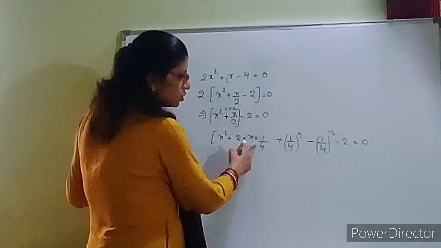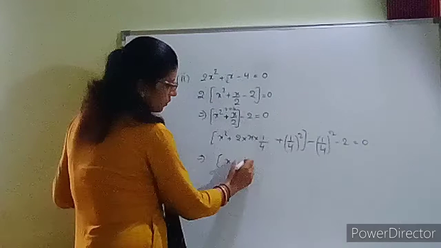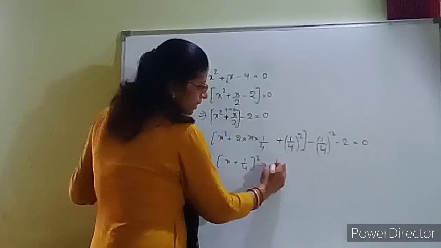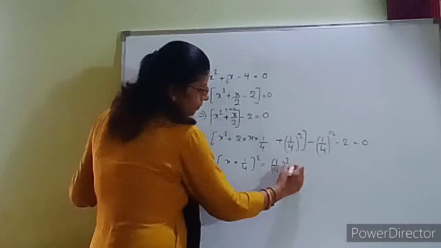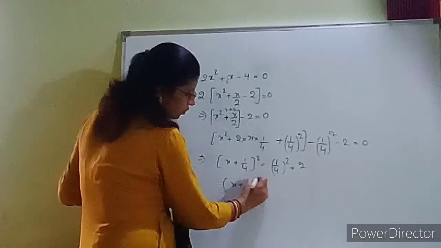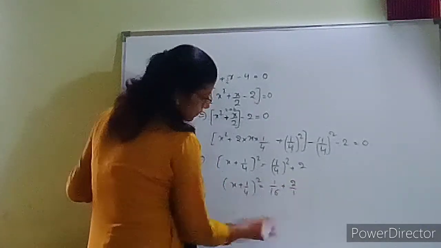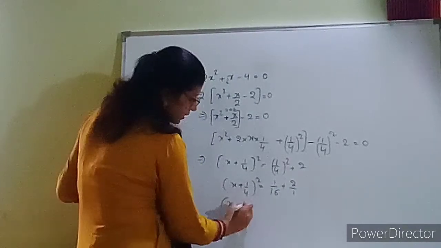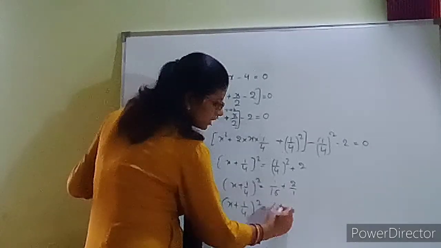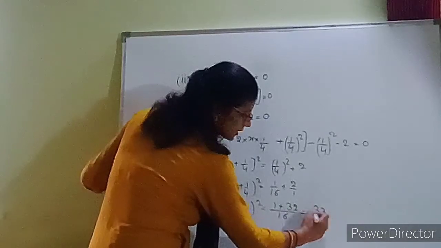Now I'm taking these 3 terms, so what will we get? (x plus 1 upon 4) whole square, and these 2 terms I have to send to that side: (1 upon 4) whole square plus 2. Okay, so now (x plus 1 upon 4) whole square is equal to 1 upon 16 plus 2 upon 1. Take the LCM on this side: 1 plus 32 is 33. So I got 33 upon 16.